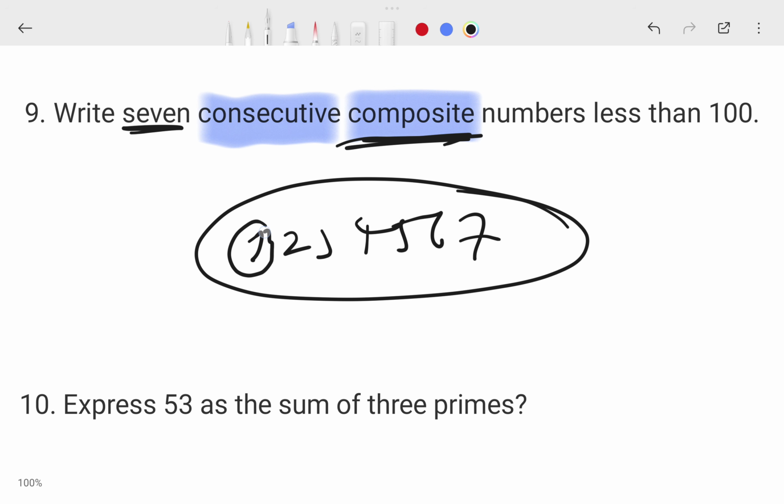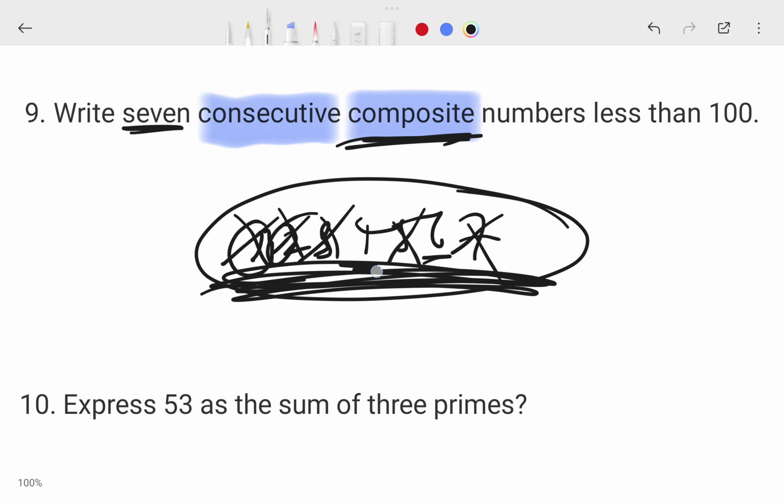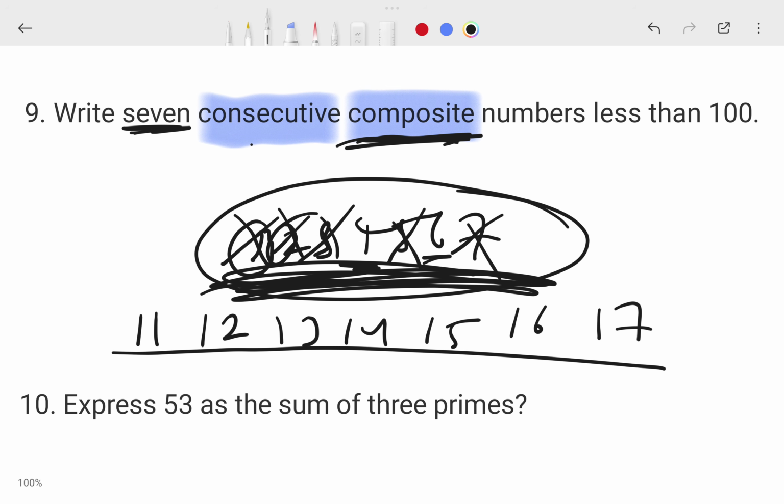Like, is 1 composite? No, it is not. Is 2 composite? No, it is also not composite. Is 3 a composite number? No. Is 4 composite? Yes, it is composite. Is 5 composite? No. Is 6 composite? Yes. So this is not a composite number series. Consecutive means line-wise, we have to take seven composite numbers line-wise without missing anything. Okay, if you think, yes sir, 11 12 13 14 15 16 17, these are the 7 composite numbers, these are 7 consecutive numbers line-wise without any missing.